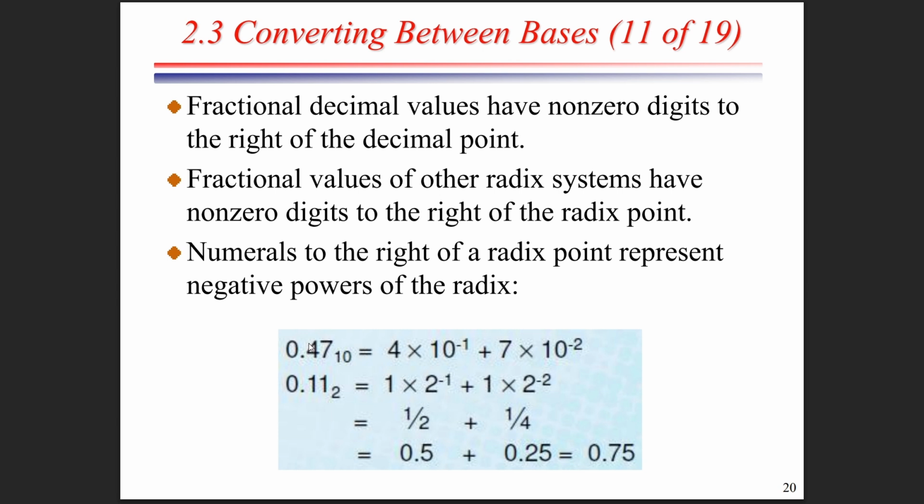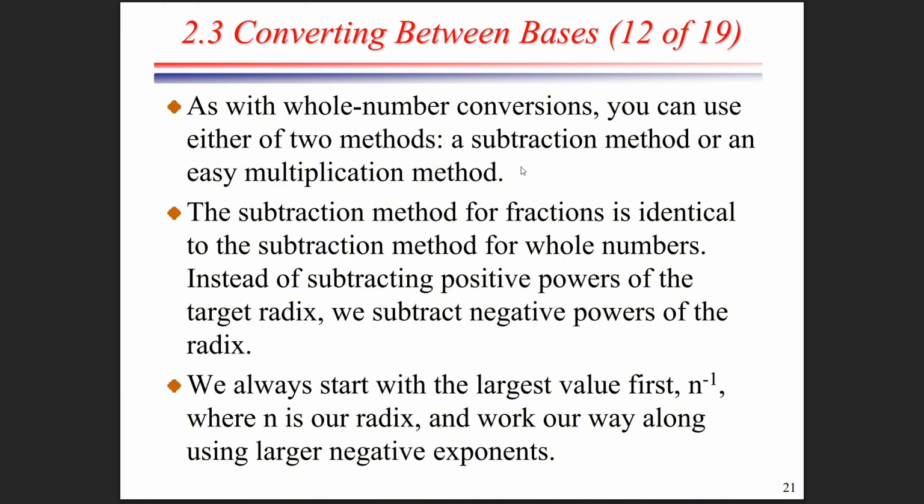It means that if a digit is on the right, it gets negative power 1, negative power 2, and so on, and the base is here, here, here, here. As with whole number conversions, you can use either of two methods: the subtraction method or the multiplication method.